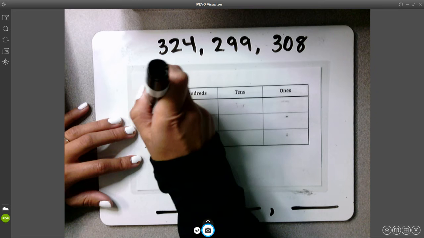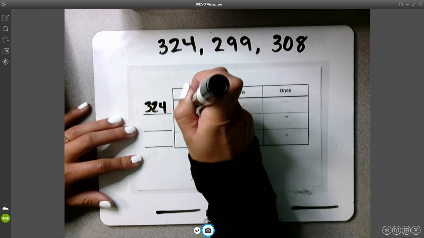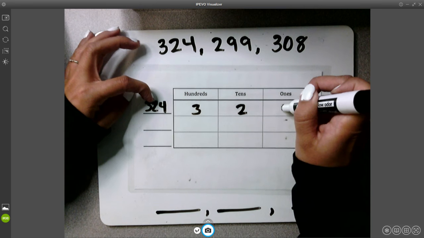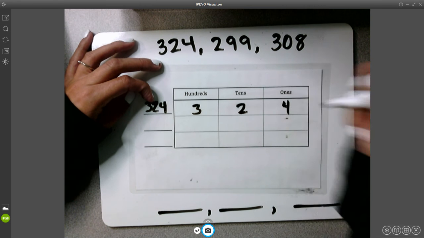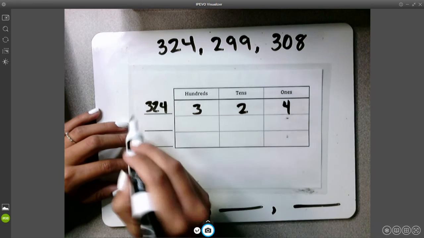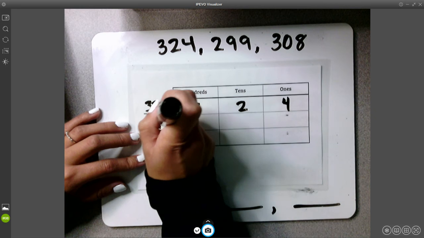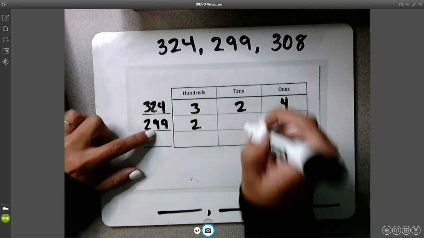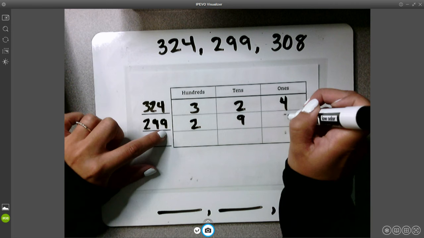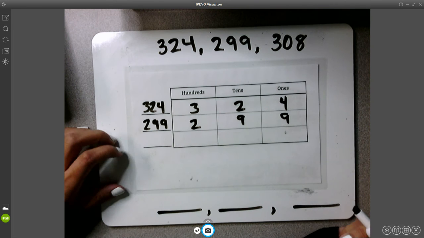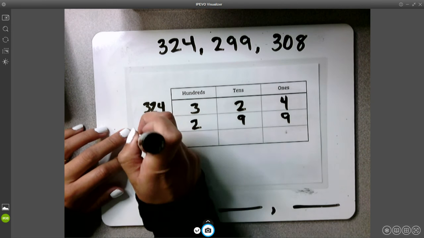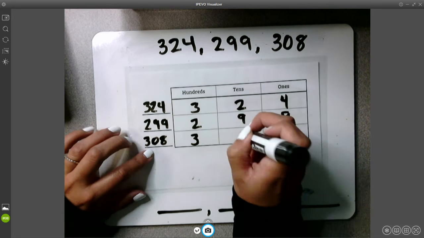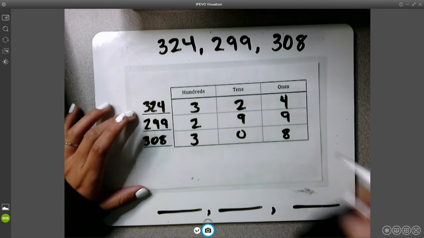So I have 324. So I have a 3 here in my hundreds, a 2 in my tens, and a 4 in my ones. Okay, now I'm going to put 299 here. Okay, I have a 2 in my hundreds now, a 9 in my tens, and a 9 in my ones. And now I have 308. And I have a 3 in my hundreds, a 0 in my tens, and an 8 in my ones.